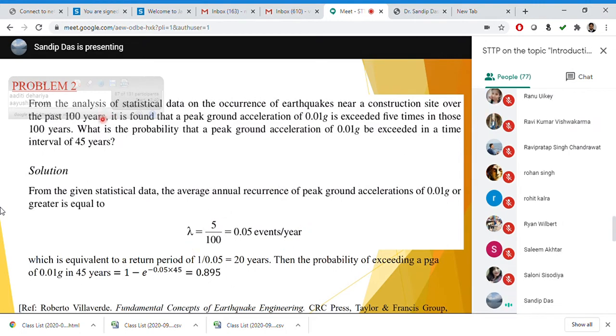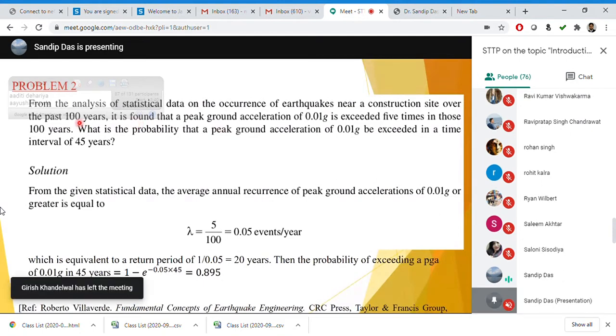Here we have said that it is found. That is the key. Nobody is going to tell you so nicely in real life that in 100 years we have found that this much G is being exceeded 5 times. Nobody will give you this statement. So the entire probabilistic seismic hazard analysis is to actually estimate what the lambda is, given some lower level information about the seismic scenario of that particular place. Okay, then you can get this lambda. Once you know that, it is the same procedure that you are doing here. You just need to fit into the Poisson framework to get your hazard.